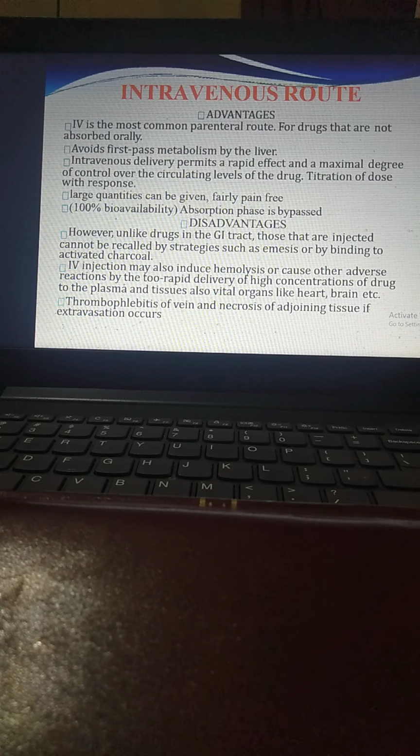So it will be the brisk response once you give the drug. That's why some drugs ought to be given very, very slowly IV. You cannot give a push like the phenytoin case or the diazepam, because there is a high potential. So that you have to take care of. And thrombophlebitis of veins and necrosis of the adjoining tissue if extravasation occurs. This last part is very important in the case of chemotherapy.